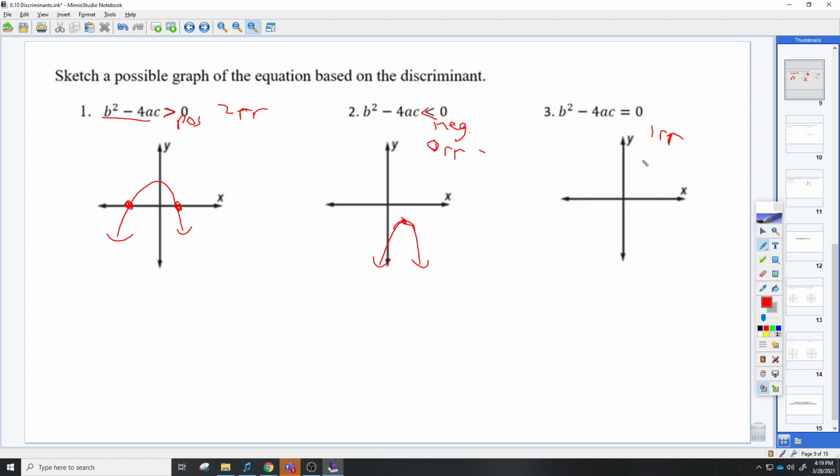This is 1 real root. So it has to touch somewhere. So I'll make a dot here. And then again, this can be happy or sad. I'll do a happy one this time. Of course, mine are going all over the place. Doesn't look that great.